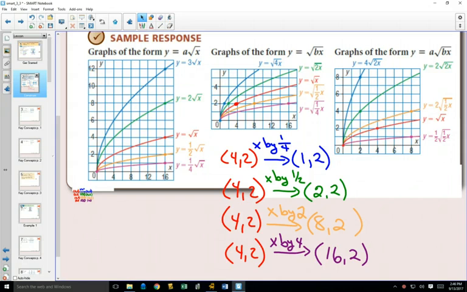When things get pulled away from the y-axis, you can kind of think like an accordion. If you pull out, that's a horizontal stretch. And if you squish things in towards the y-axis, that would be a horizontal compression. So the blue graph is an example of a horizontal compression because the red graph gets squished towards the y-axis.